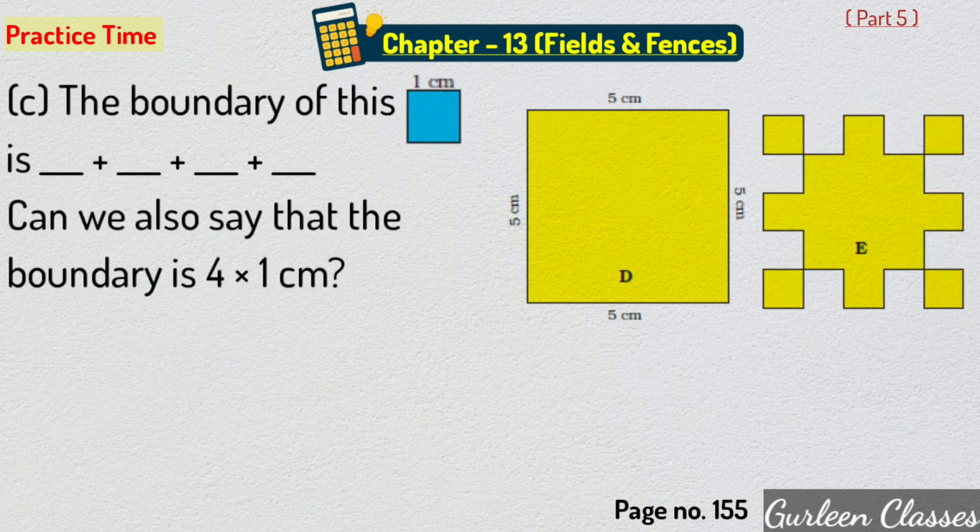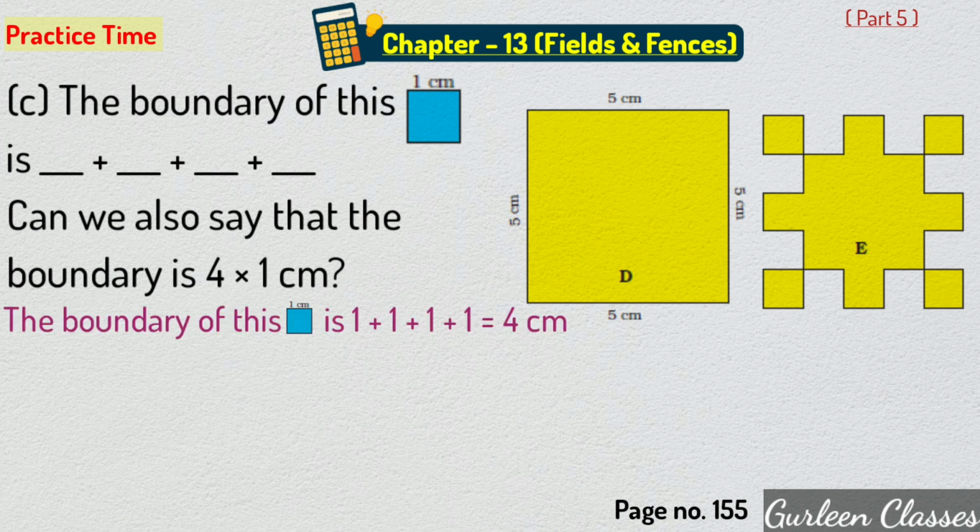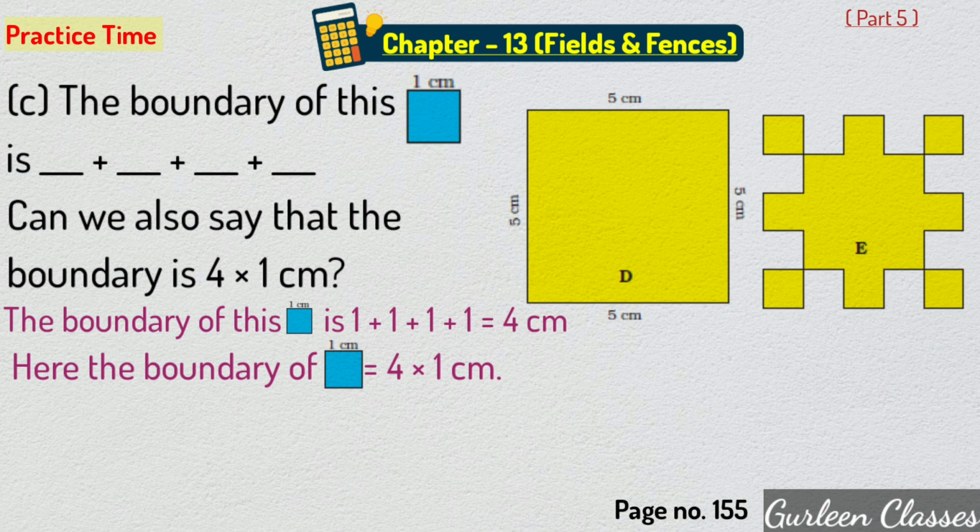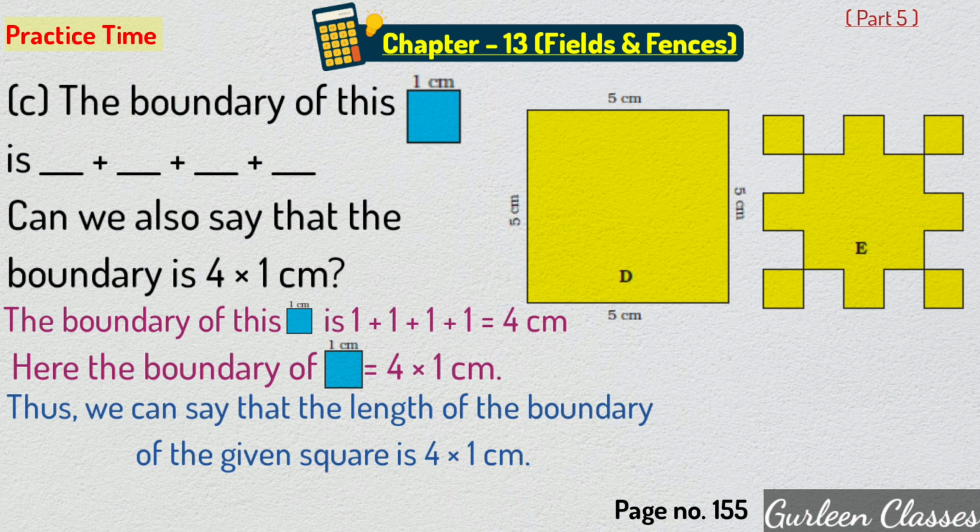C part, the boundary of this square where side is 1 centimeter is dash plus dash plus dash plus dash. Can we also say that the boundary is 4 into 1 centimeter? So the boundary of this square of side 1 centimeter is 1 centimeter plus 1 centimeter plus 1 centimeter plus 1 centimeter. Now 4 centimeter is equal to 4 into 1 centimeter. Thus, we can say that the length of the boundary of the given figure is 4 into 1 centimeter.